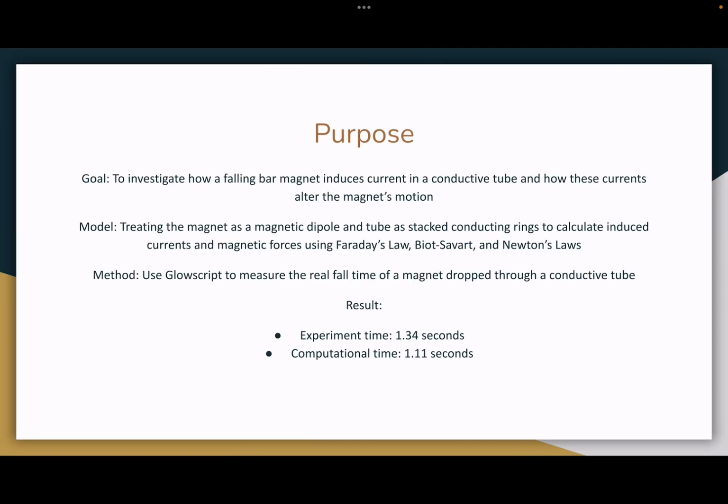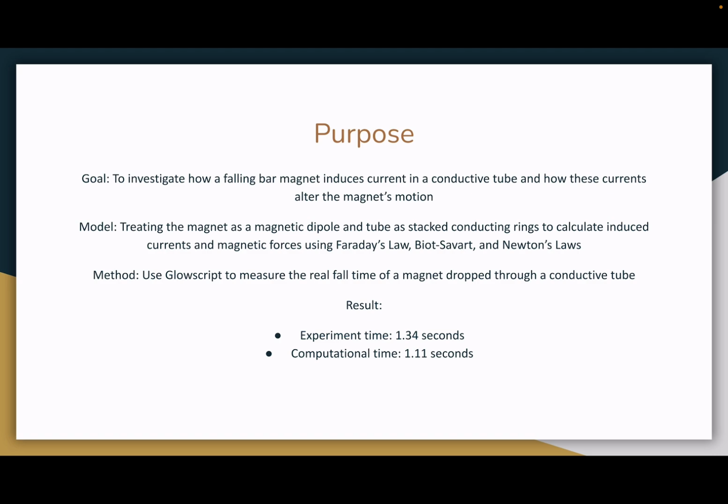For this experiment, the main goal was to investigate how a falling bar magnet induces current in a conductive tube and how these currents alter the magnet's motion. For the model, we treated the magnet as a magnetic dipole and the tube as stacked conducting rings to calculate induced currents and magnetic forces using Faraday's law, Biot-Savart, and Newton's laws.